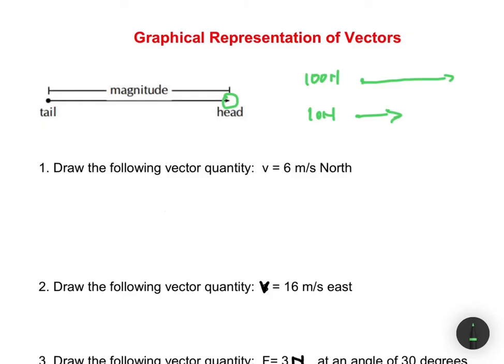So the first question here is saying, let's draw the following vector quantity. V is equal to 6 meters per second north, right? So we're talking about velocity here. Let me go ahead and sketch that vector and show you how it is supposed to look. As you can see, we have 6, which is the magnitude, and we have north, which is the direction, because in vectors, we always have a magnitude and a direction. So we're going to have something of this manner, right? And then this is our 6 meters per second vector pointing north, right? And that's exactly how you're supposed to do it.